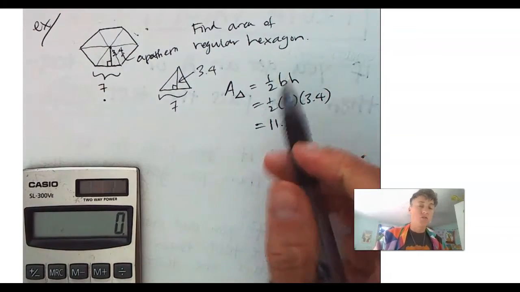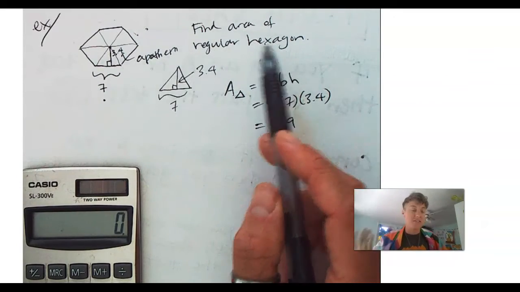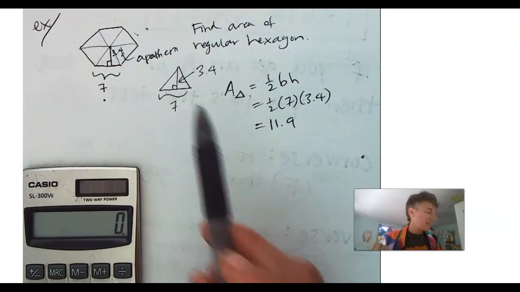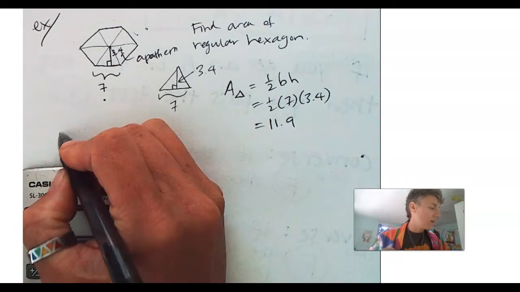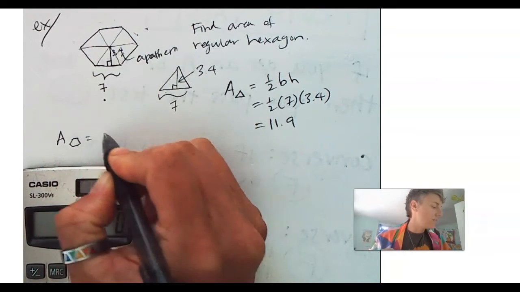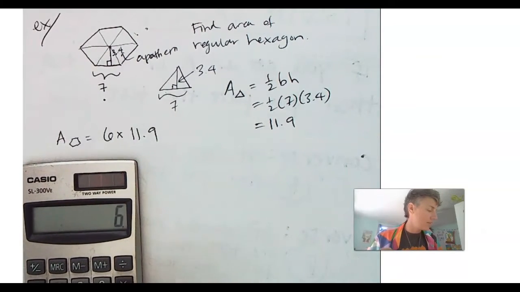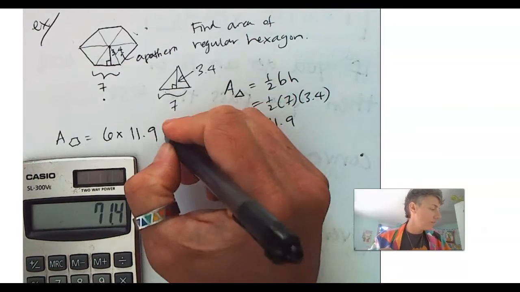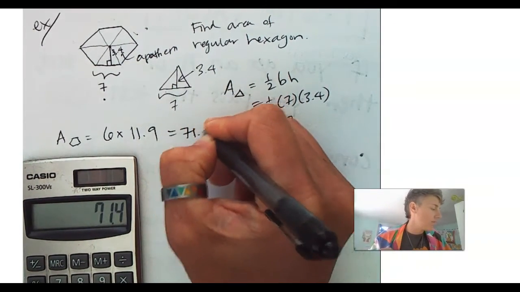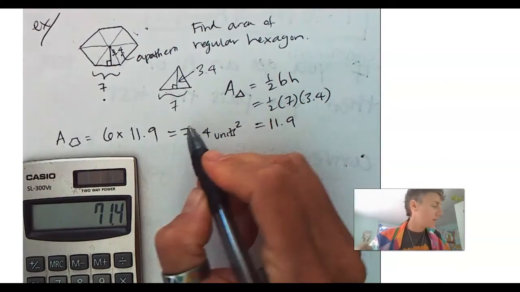And how many triangles do we have? We've got 6. It's a hexagon. There are 6 of these triangles that are exactly the same. So the area of the hexagon, our 6-sided figure, is going to be 6 times that 11.9, which we will get 71.4 units squared because it's area.